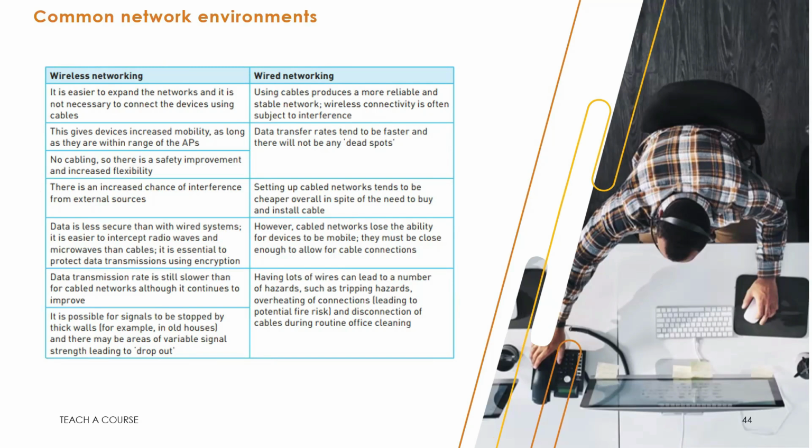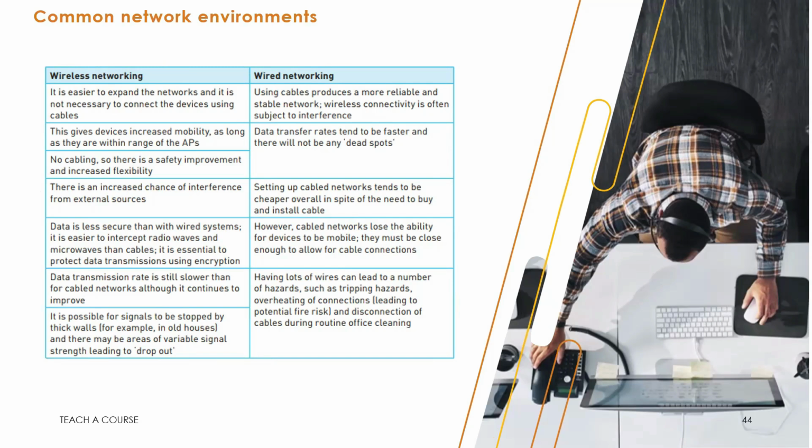For wired networks, setting up cable networks tends to be cheaper overall, in spite of the need to buy and install cables. There is an increased chance of interference from external sources for wireless networks. Then data is less secure than with wired systems. It's less secure because it can be intercepted.